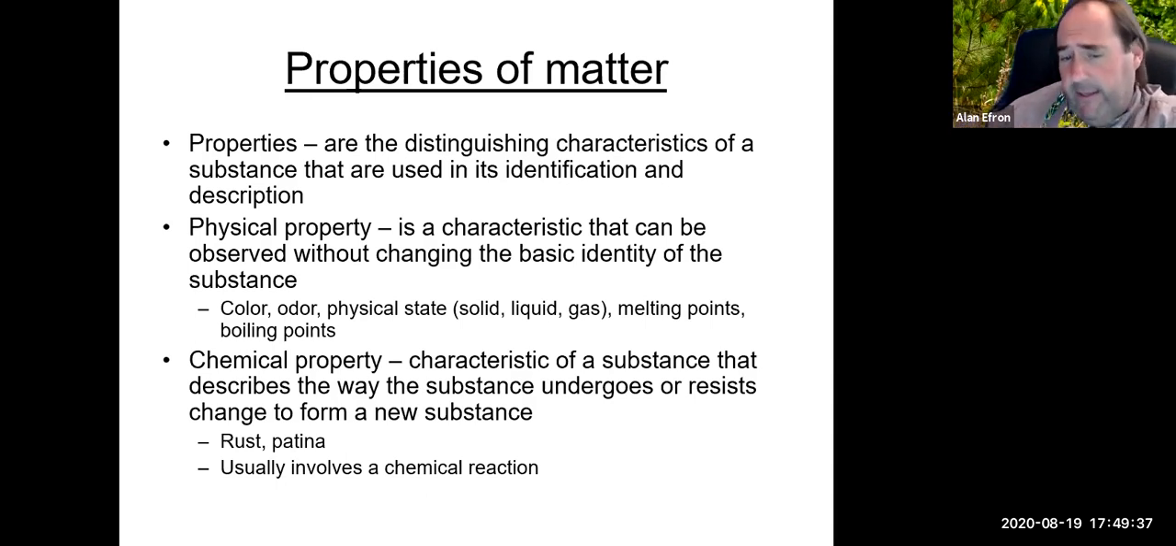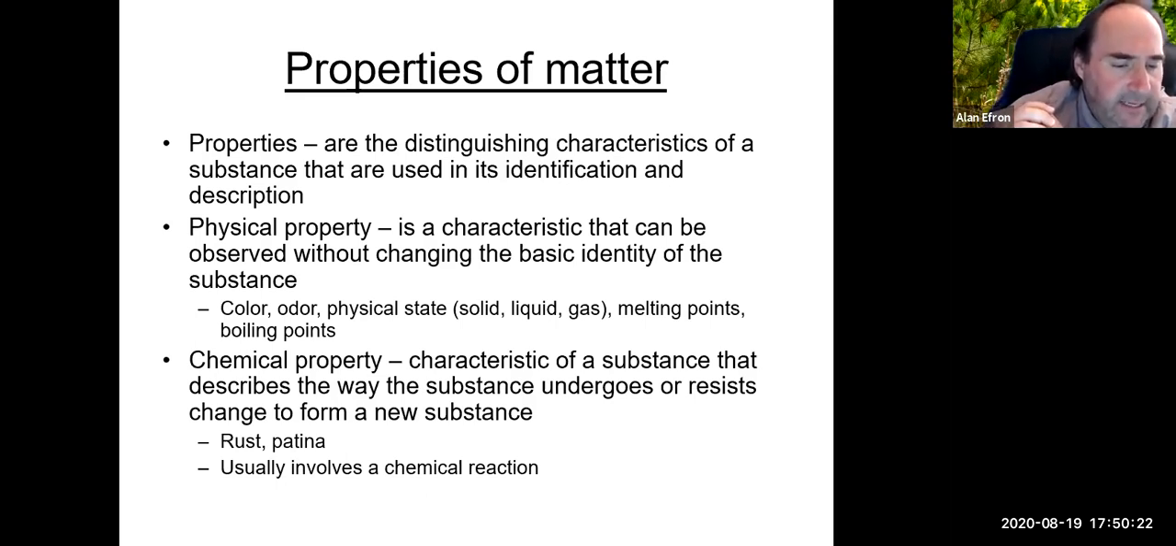In a chemical property, we deal with characteristics that describe how substances can either go through some type of change to form a new substance or resist a change. So usually chemical properties are tied to chemical reactions. And when something goes through a chemical reaction, it is changing into a completely new substance. Whatever it started as will change into something completely new. So a chemical property is the ability to go through a chemical reaction or the ability to resist a chemical reaction. That's really important.